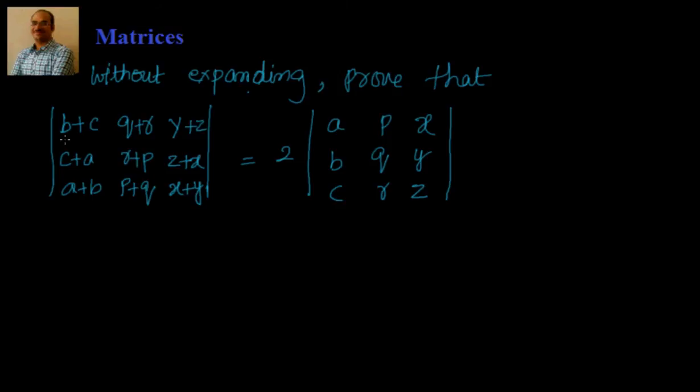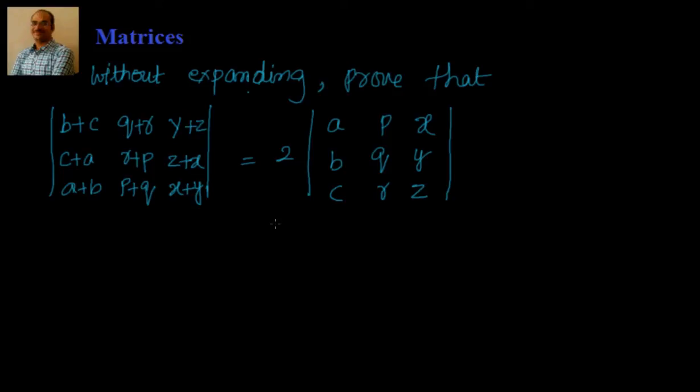We are solving examples as part of matrices. Without expanding, we have to prove that the determinant on the left side is equal to 2 times the determinant of this particular matrix. To start with, I see that on the left side I have all sums like b plus c, q plus r, y plus z, and on the right side I have a, b, c, p, q, r, x, y, z.